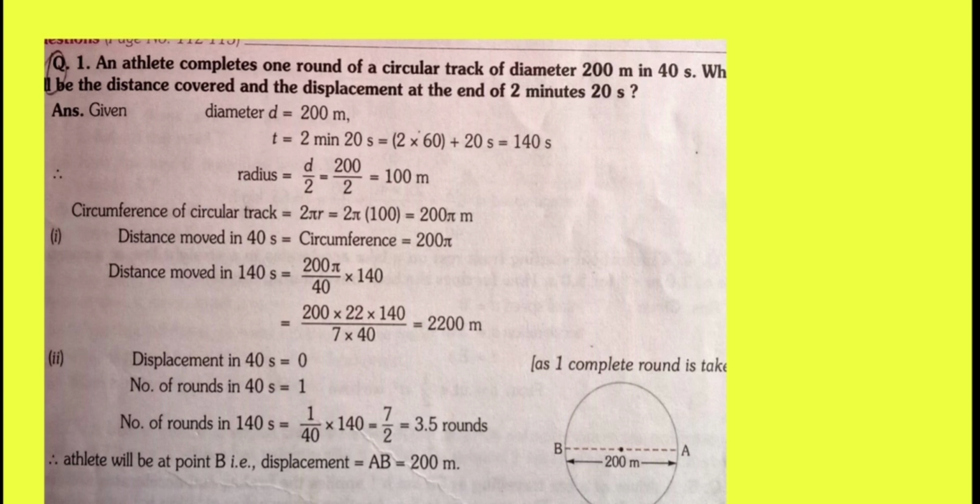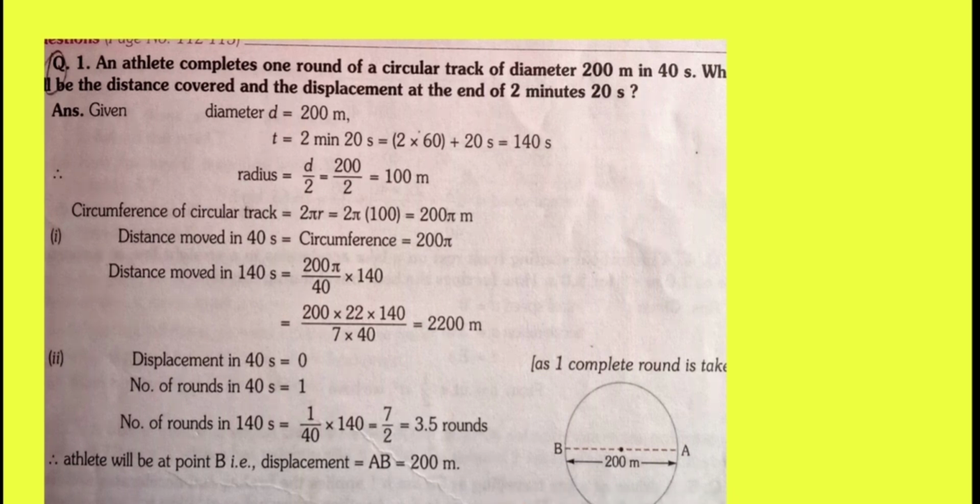And they have asked us to calculate the distance and displacement at the end of 2 minutes 20 seconds. The time they have asked is 2 minutes 20 seconds, so we are going to convert this time into seconds. We know that the value of 1 minute is 60 seconds. So 2 minutes will be 2 into 60, 120 seconds. So 2 minutes 20 seconds will be 120 plus 20, which is 140 seconds.